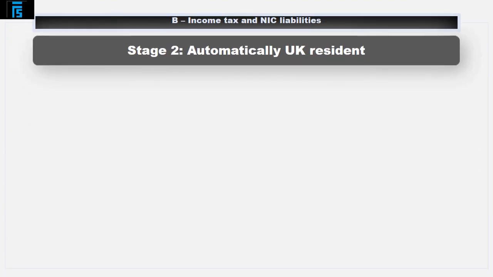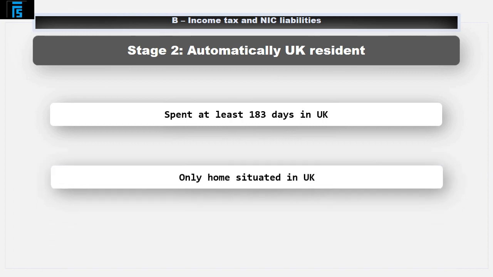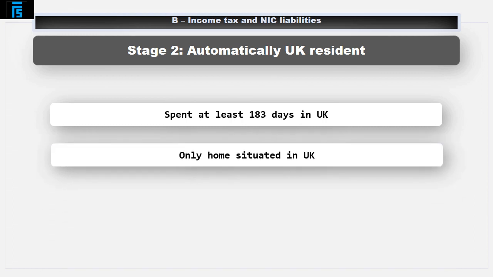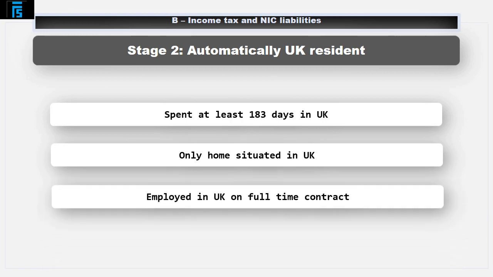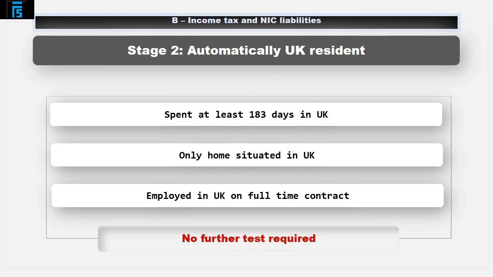If none of the circumstances for Stage 1 apply, the next stage to consider is whether the individual is automatically UK resident. An individual would be determined to be automatically UK resident if they spend at least 183 days in the UK during the tax year, their only home is situated in the UK, or they were employed in the UK on a full-time contract. As with Stage 1, if the circumstances for this person fall within any of these tests, they are considered UK resident and no further work is necessary.